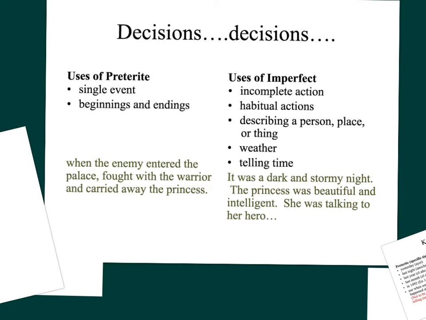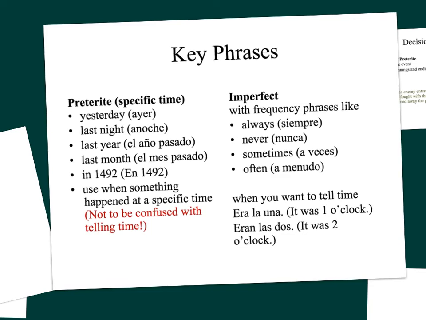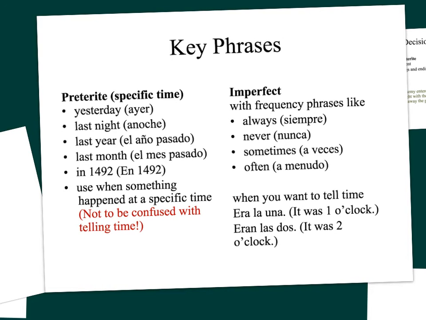So how do I know when to use one thing or the other? Well, some key phrases might be useful to you to help you figure out when you're using one thing or the other. So for the preterite tense, again, with a specific time, you might use yesterday, ayer, last night, anoche, last year, el año pasado, last month, el mes pasado, in a specific year, like 1492, en 1492. You use it when something happened at a specific time.